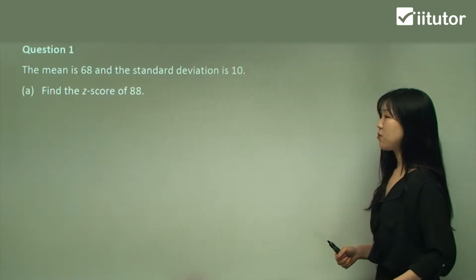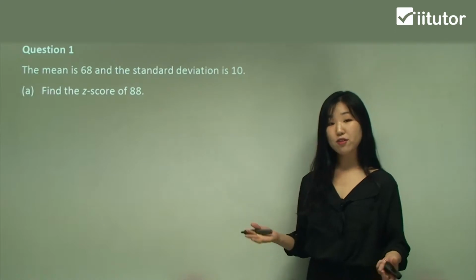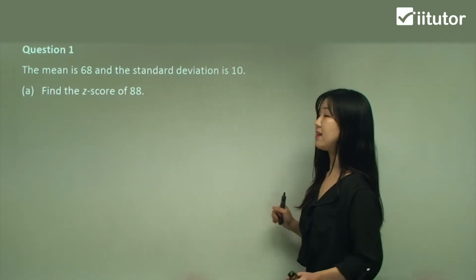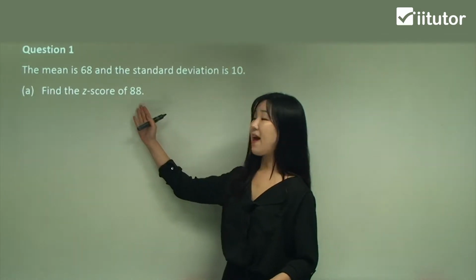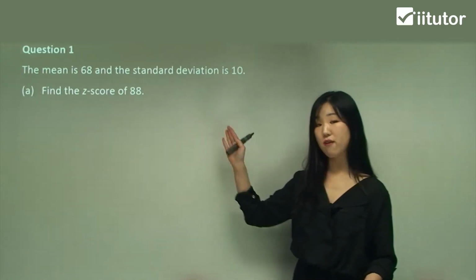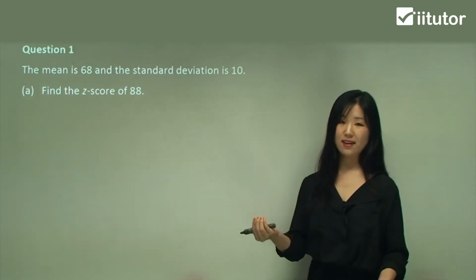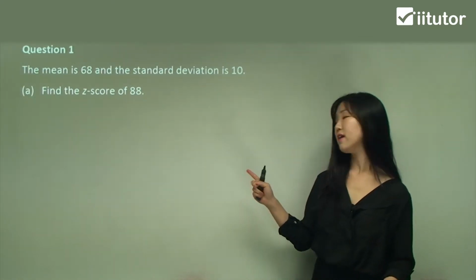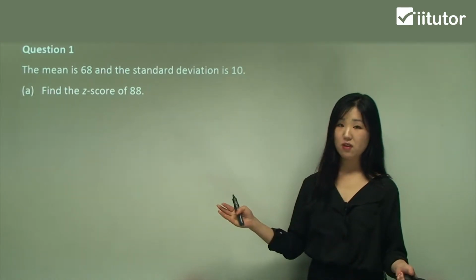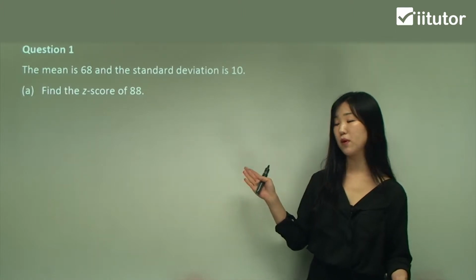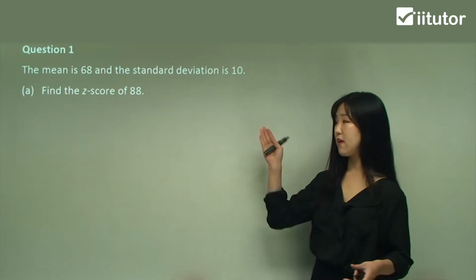So starting with question 1, it tells us that the mean is 68 and the standard deviation is 10. So they actually indicate to us what the mean and the standard deviation is, right? And they say, find the Z-score of 88. So in this case, when they say find the Z-score of 88, it means 88 is the score, okay? Now, we want to find the Z-score so we can examine how many standard deviations away from the mean that particular point is. We want to know the positioning of that score.